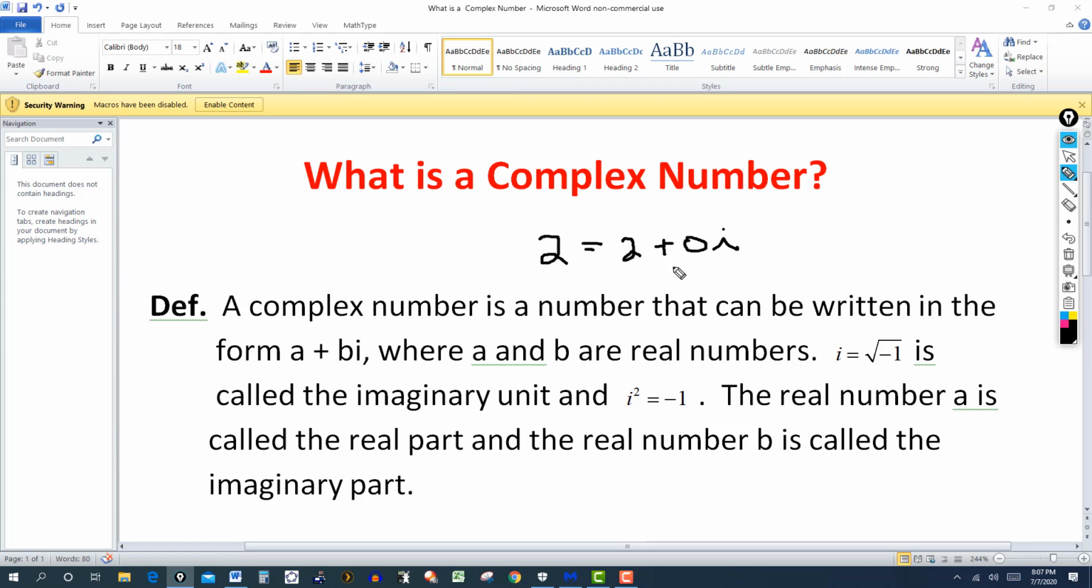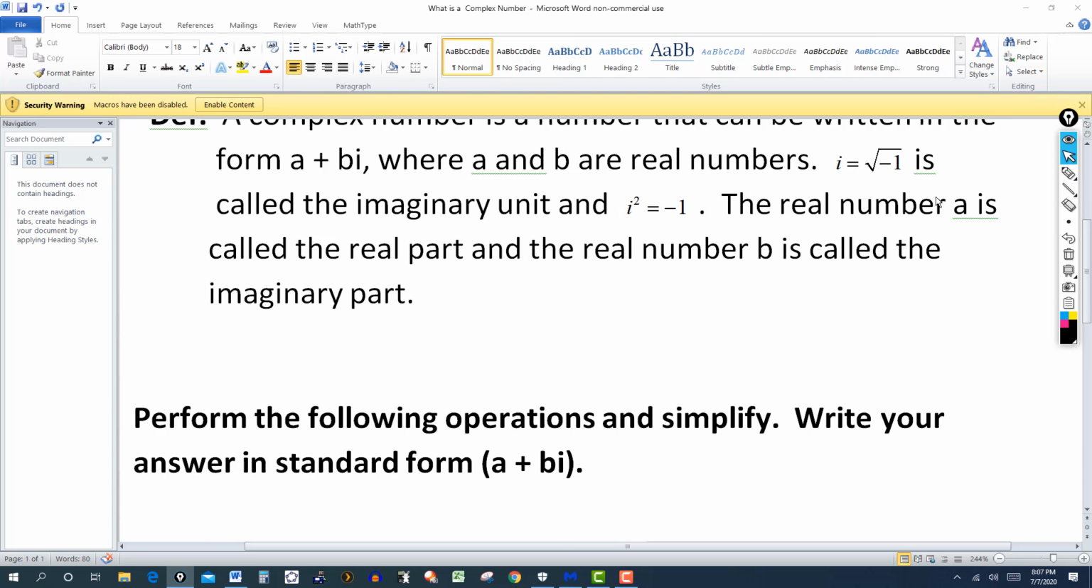So we can say then that the set of real numbers, which of course includes rationals and irrationals, are a subset of the set of complex numbers. So any real number is going to be complex. Okay, not every complex number will be real. And look at what we have here. Perform the following operations and simplify. Write your answer in standard form. That's the form a plus bi.